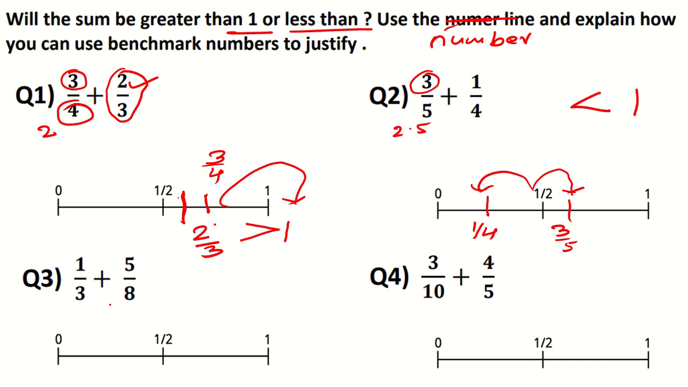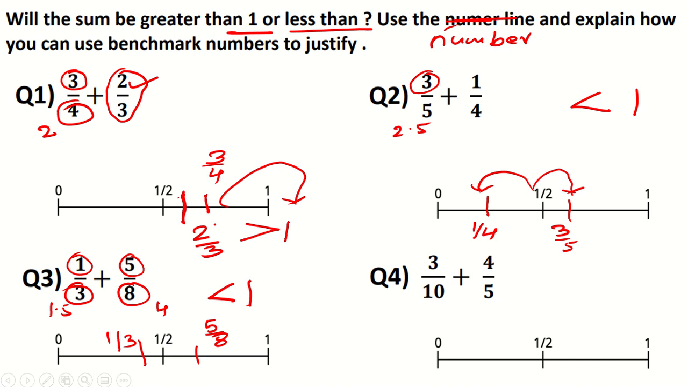Okay? Same here. 1 over 3, its half of 3 will be 1.5. Numerator is 1. So it is a smaller number. So 1 over 3 may be here. Okay? And if you take half of 8, that is 4. But numerator is 5. So it is more than half. So for example, it is here. Now, if you will make them plus, so where it will go? It will be in less than 1, like question number 2.